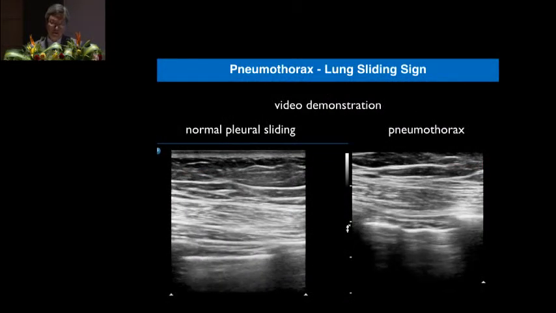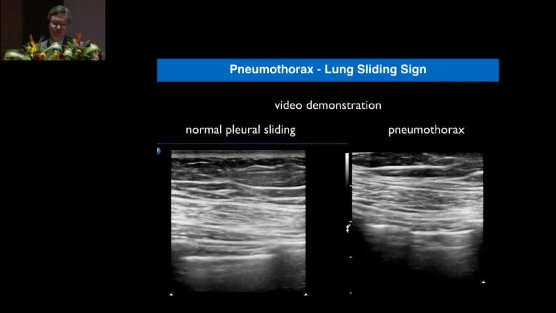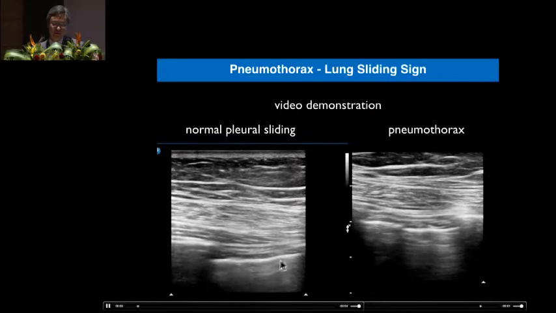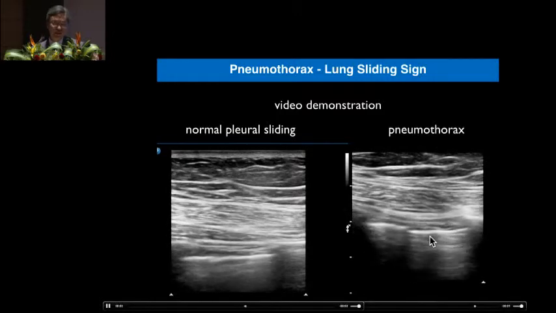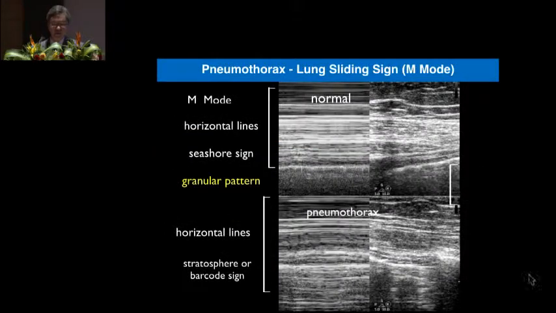Again, use ultrasound. If there is a concern about pneumothorax, use ultrasound to diagnose it: the pleural sliding sign versus no sliding with pneumothorax. Again, with the M mode, it's very clear. The granular pattern that you see for normal is now replaced with the barcode sign.